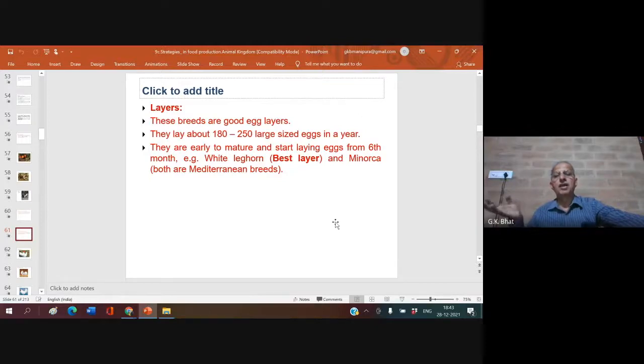Our local breed may yield about 60 eggs in a year, but these yield 180 to 250 large sized eggs, so that you can prepare a very big omelette. Okay. And right from the 6th month, they start laying eggs. And the best example for layer is White Leghorn. Best layer in the whole world.